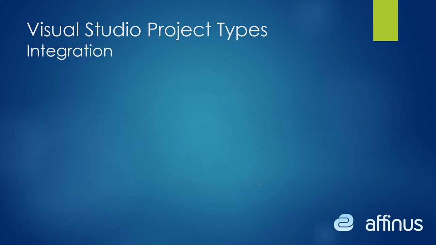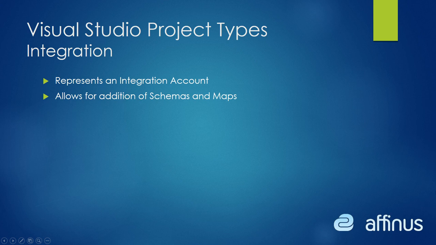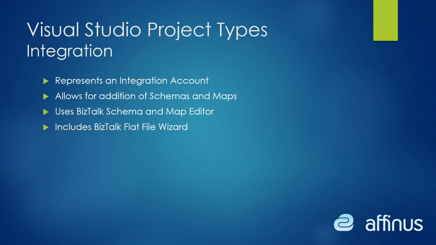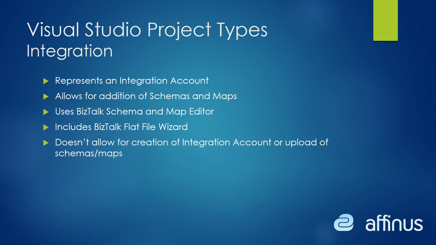Right, the last project type we're going to cover today is the integration project type. So this represents an integration account. It allows for the addition of schemas and maps, so you can create schemas and you can create maps. It uses the BizTalk schema and map editor. It's the actual schema and map editor. If you go through the code that gets deployed when you deploy the integration account extension, you'll see it's actually using some BizTalk assemblies. It also includes the BizTalk flat file wizard, so if you want to create a flat file schema that you use with the flat file connectors in Logic Apps.